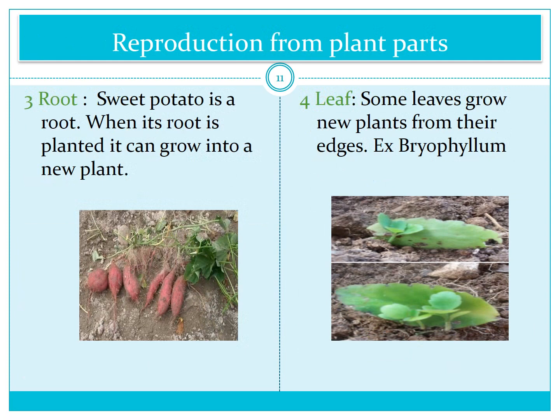How does reproduction take place in sweet potato? Sweet potato is a root. When its root is planted, it can grow into a new plant. How does a bryophyllum leaf reproduce? Some leaves grow new plants from their edges. So bryophyllum leaf, can you see in the picture? A new plant comes out from the edges, and when the new plant develops root and shoot, it detaches from the mother plant.